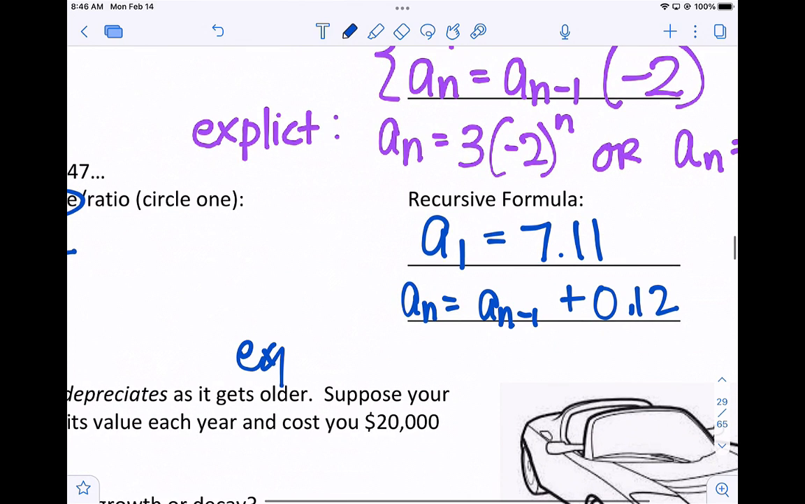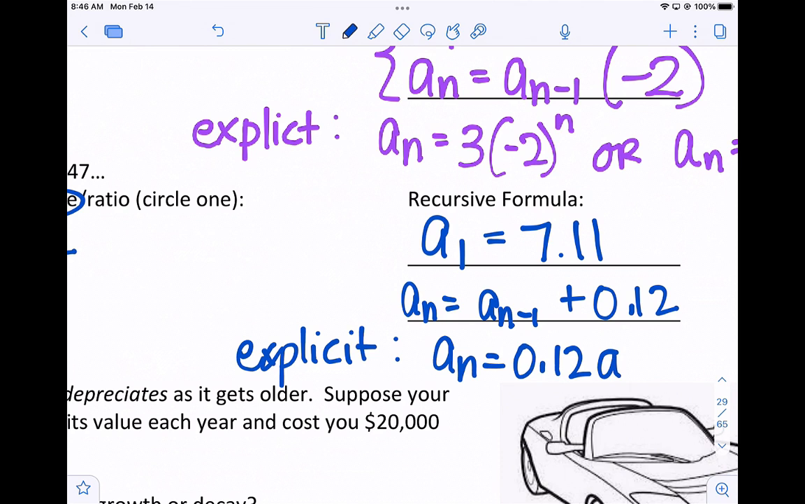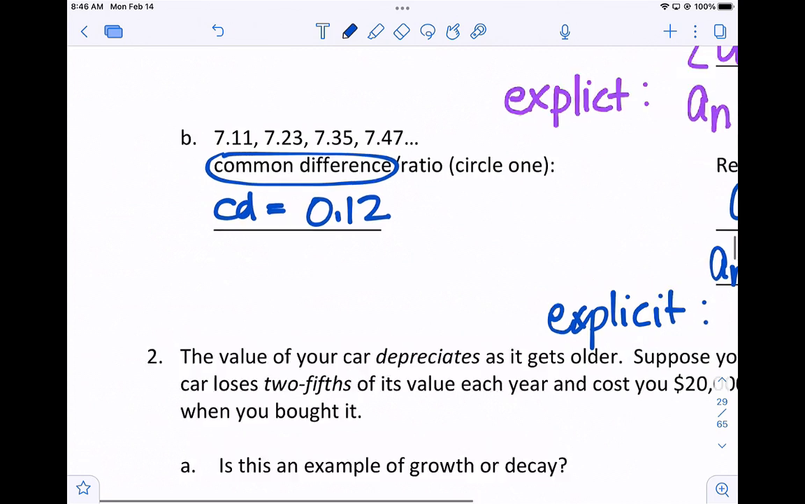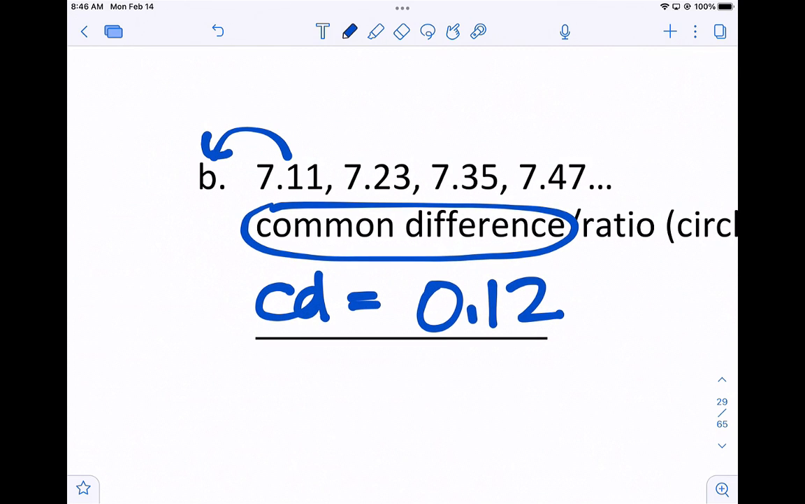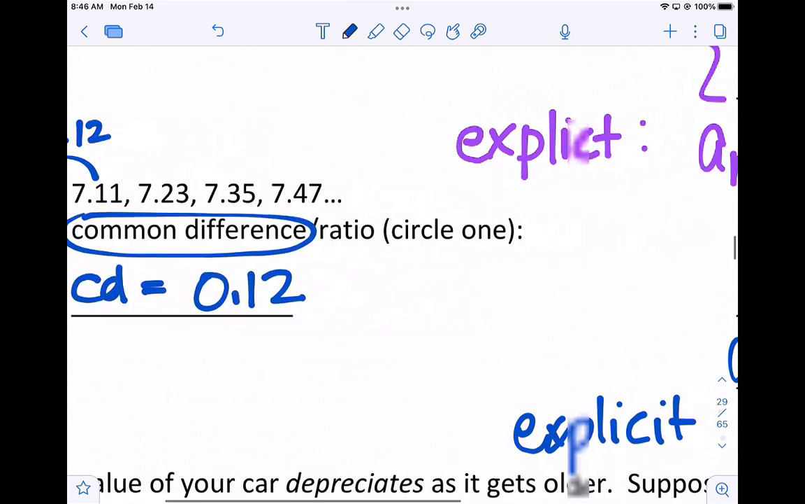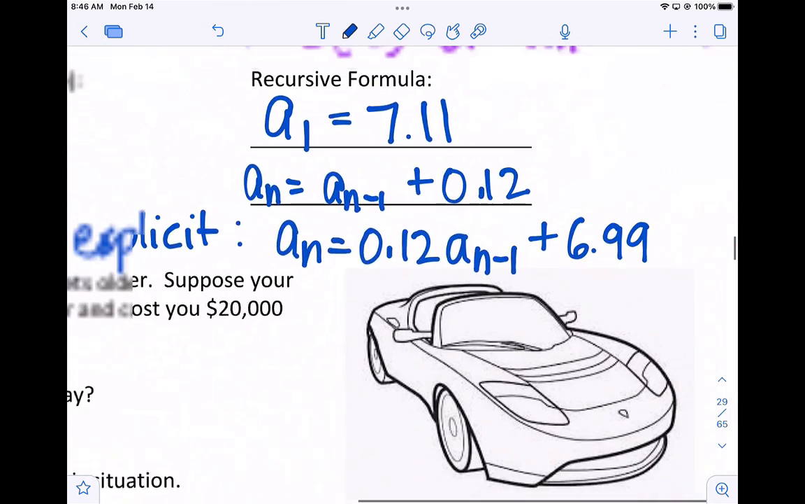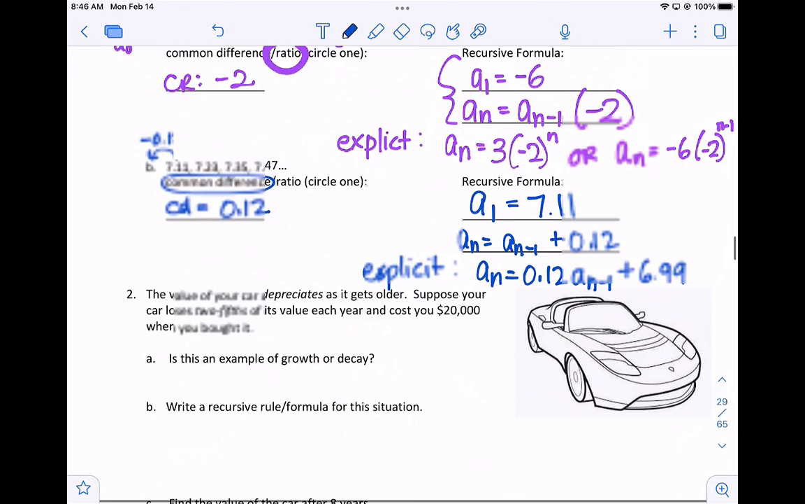So if you want the explicit formula, we say to find any term, the slope is 0.12. So we multiply that by every term. And then we have to figure out what the starting value is, the y-intercept, so we'll subtract 0.12. And if we do that, we get 6.99. So our y-intercept would be 6.99. We start there, and we're adding 0.12 every time. So there's the explicit formula.